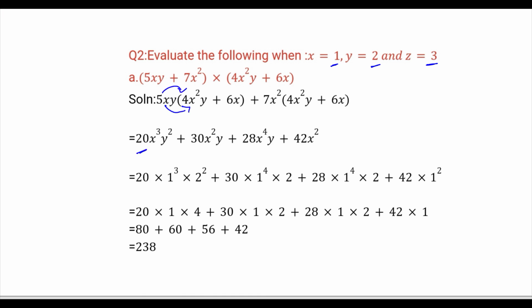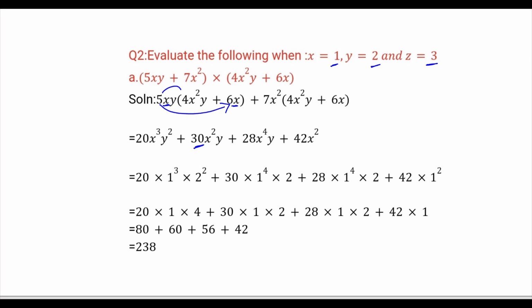x into x square will get x cube. y into y, we're going to get y square, right? So the first part is done. Next, let's multiply again. So 5 6s are 30. Then we already have x into x, we'll have here x square, and y will remain here.